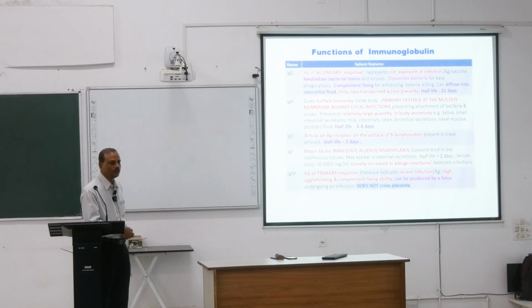And as I told you, because it can combine 10 antigens at a time, it is a very good agglutinating antibody, and it is also a complement fixing antibody. It can be produced by a fetus. That is another important point, because if a fetus is exposed to infection, it can mount a response by producing IgM. Being of very large molecular size, it cannot cross the placenta.